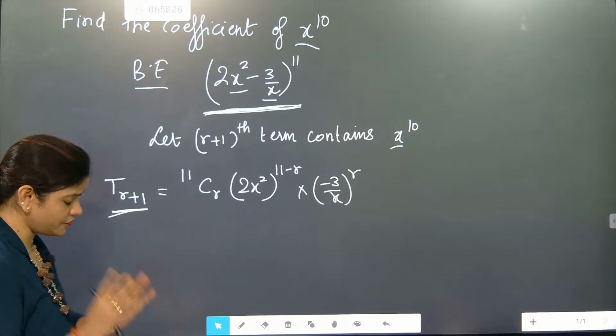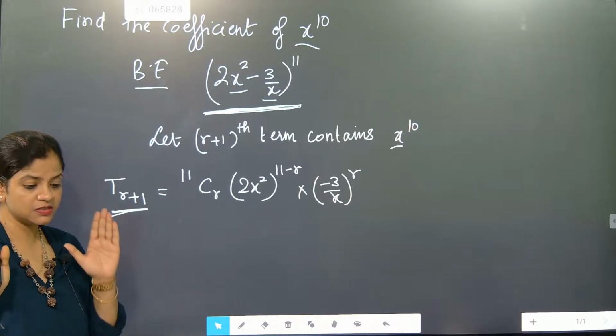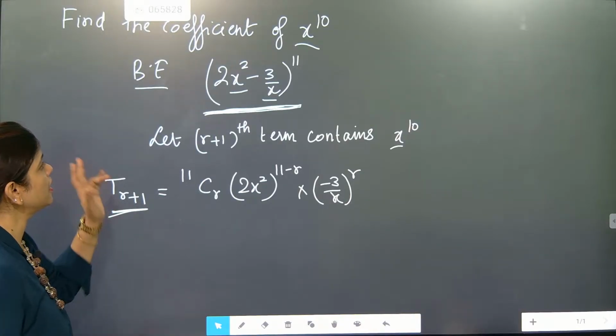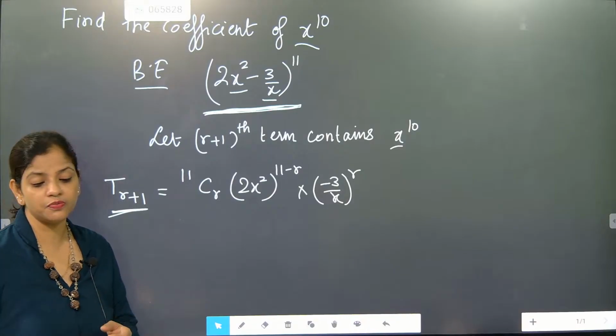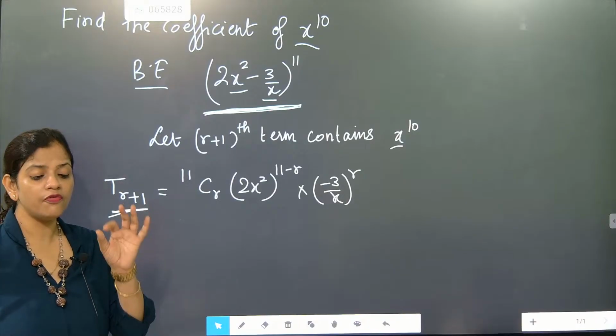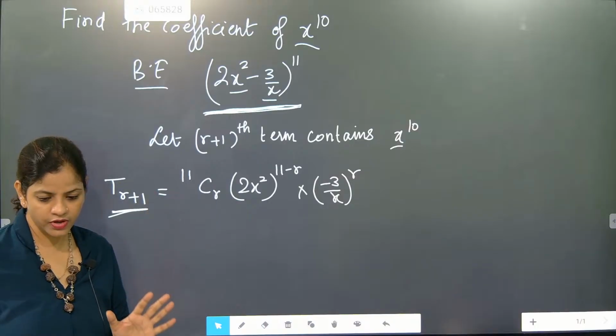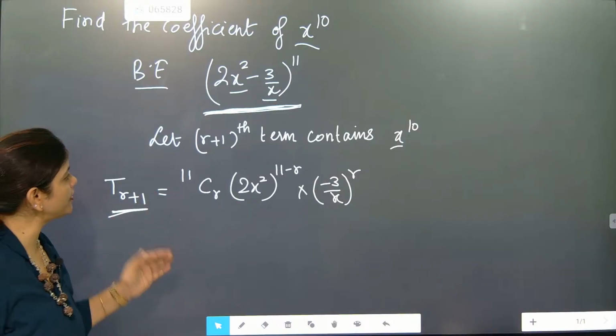But let us first understand this section. It's a very complex part. First we are going to understand what they are asking. The coefficient should be of x to the power 10. Coefficient means the final degree of x must be 10. Now, how are we going to expand it?